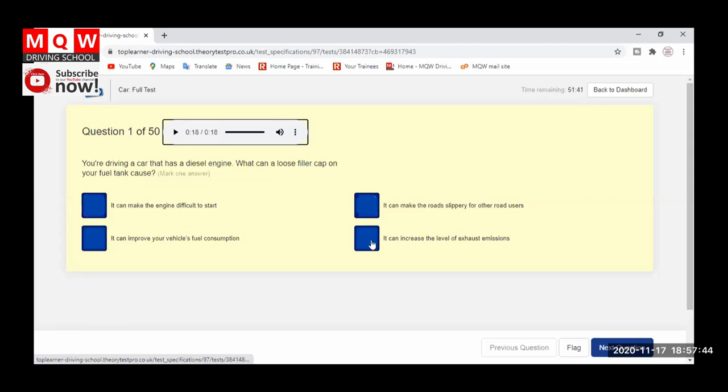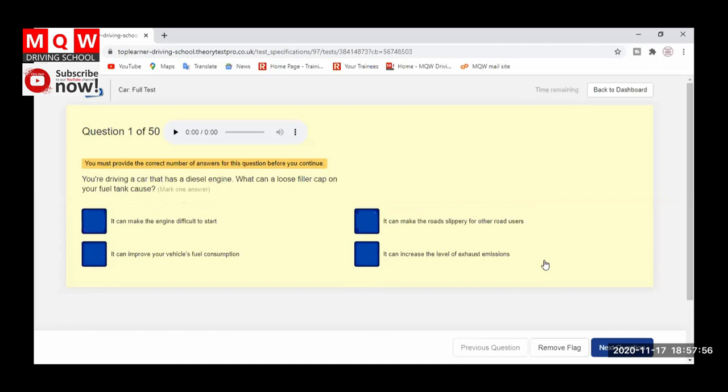Then you click like this. If you're not happy, then you don't click it and just say flag. And then you go to the other one. So you flag it. It says you must provide the answer before you continue. So I do this and I go to the next one. I will come back to this later if I have a doubt. Make sense? And you can say remove flag. If you don't want to, then you go to the next one.